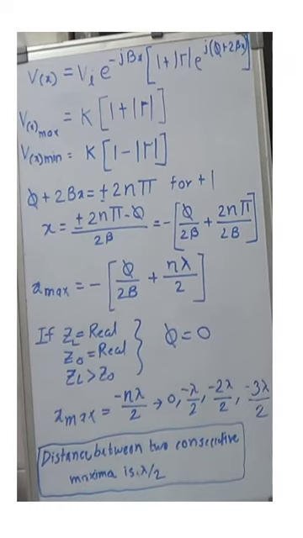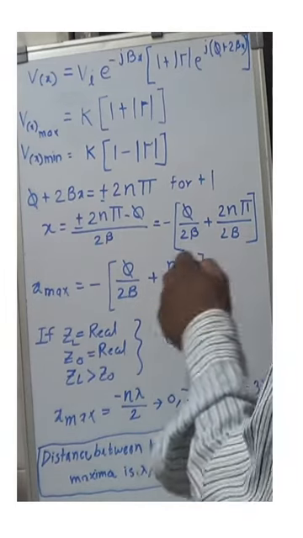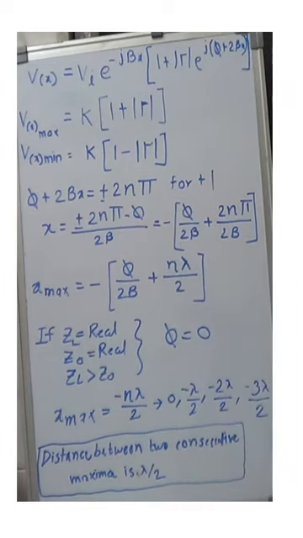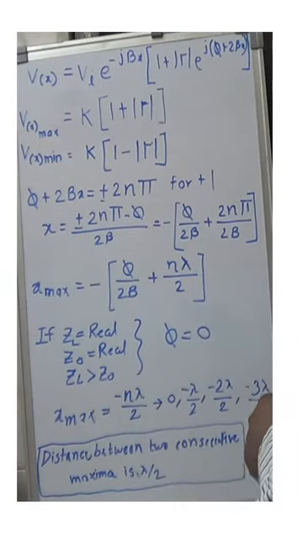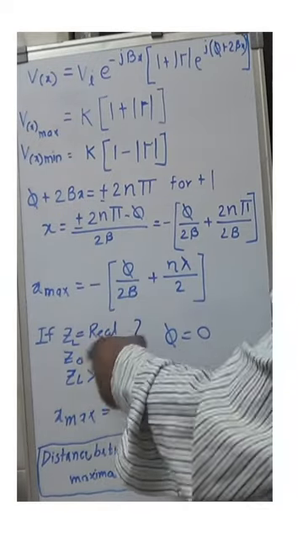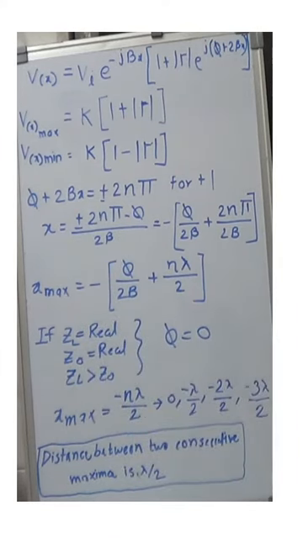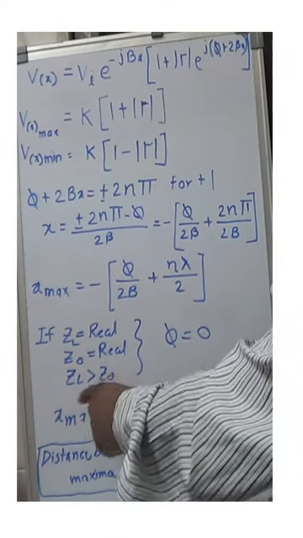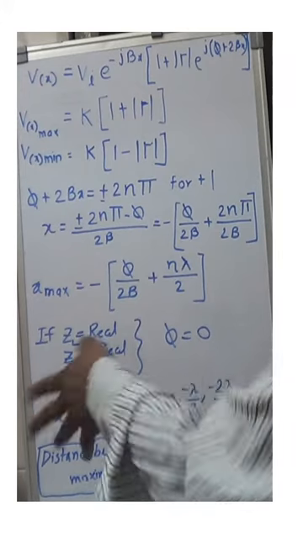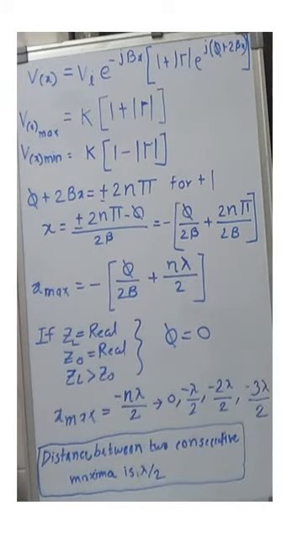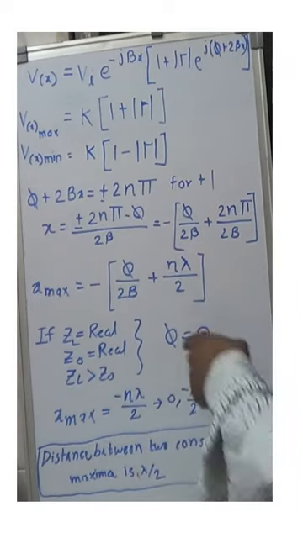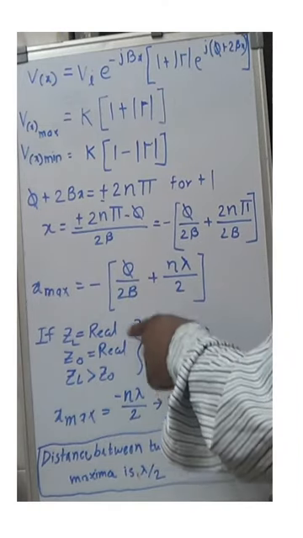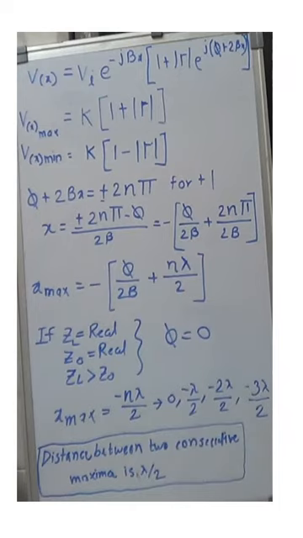Z0 also should be equal to real, because if you see the formula for gamma, ZL plus Z0 divided by ZL minus Z0. So ZL should be real, Z0 also should be real, then only you will get gamma real, and ZL should be greater than Z0, you will get positive value, otherwise you will get negative value, because the formula is ZL minus Z0 upon ZL plus Z0. So then for this condition we will get phi is equal to 0.